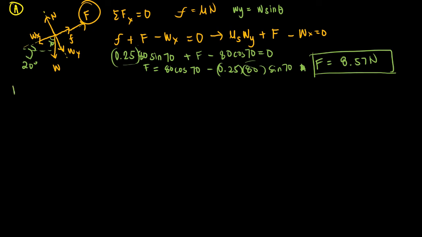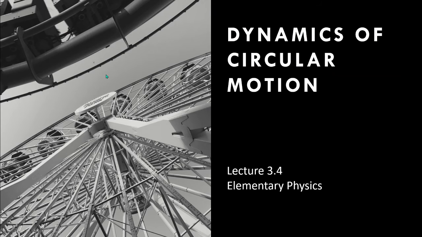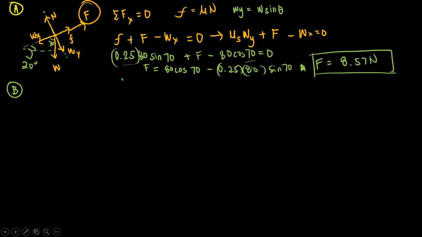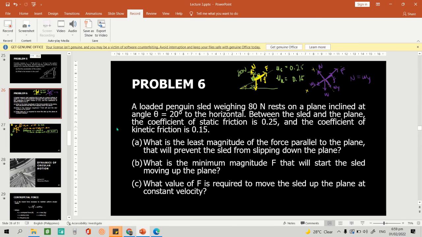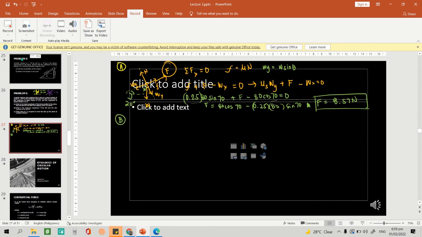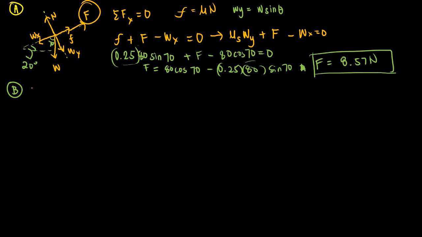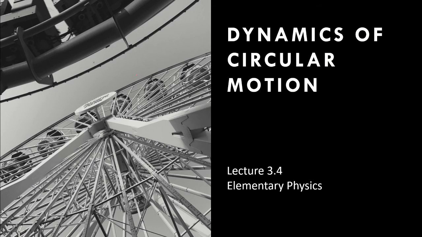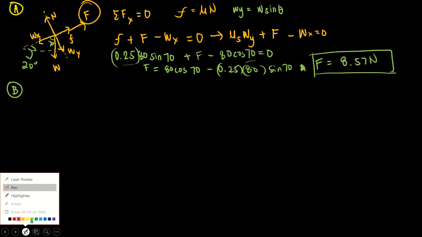So, for letter B naman, the question in letter B is the minimum force that is required, the minimum magnitude that will start the sled moving up the plane. So, if we will draw the FBD of that, it would be like this.